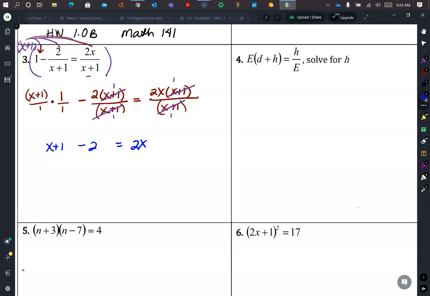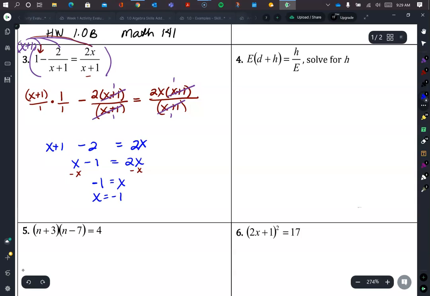Now it's just like a linear equation. So I would have x plus 1 minus 2 would give me x minus 1 equals 2x. And then I would subtract the x from both sides. Again, I'm writing out some extra things that you wouldn't necessarily need to do. And then I have negative 1 equals x. Okay, so you just switch it around, x equals negative 1.